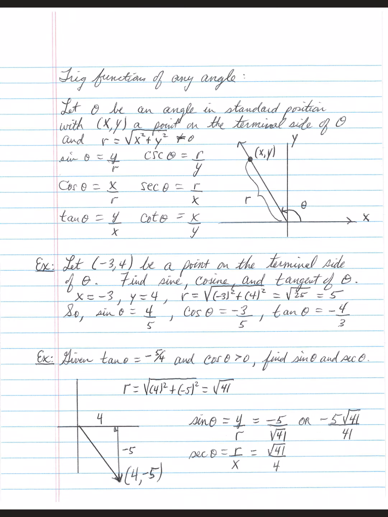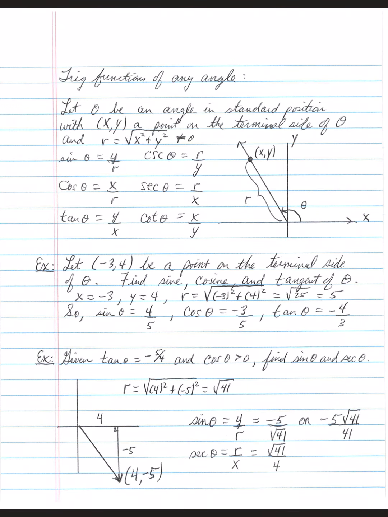X is negative 3, y is 4. So the distance from the origin to this point is the square root of negative 3 squared plus 4 squared. Well, that's 9 and 16, that's 25. So that has a distance of 5 units. Sine theta is defined as the y coordinate over the distance from the origin, so that would be 4/5. Cosine is x over r, negative 3/5. And tangent is y over x, 4 over negative 3, that's negative 4/3.